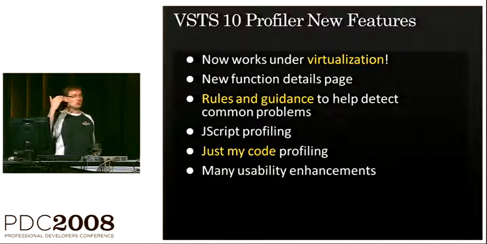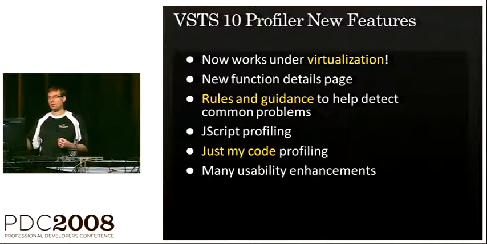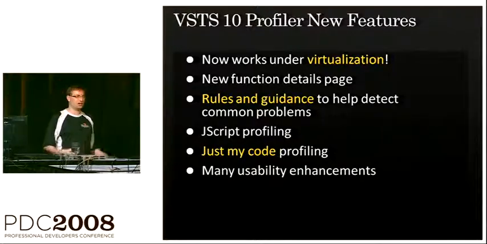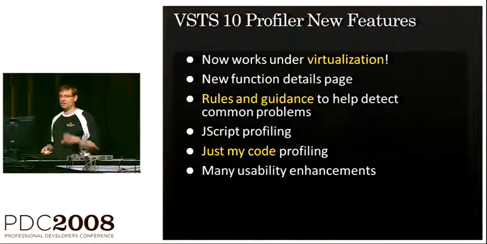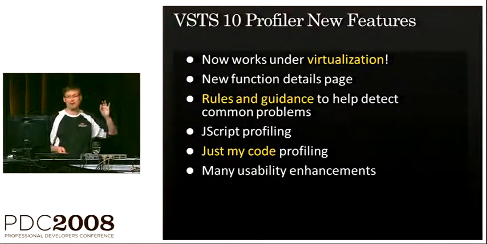The other thing I want to talk about, rules and guidance. These are common problems that we've seen. We actually have authored rules that will fire automatically to warn you about things. The canonical example is, hey, you're concatenating a lot of strings. Wouldn't it be great if you used String Builder instead? So we're trying to find more and more ways for us to help you find these problems automatically.